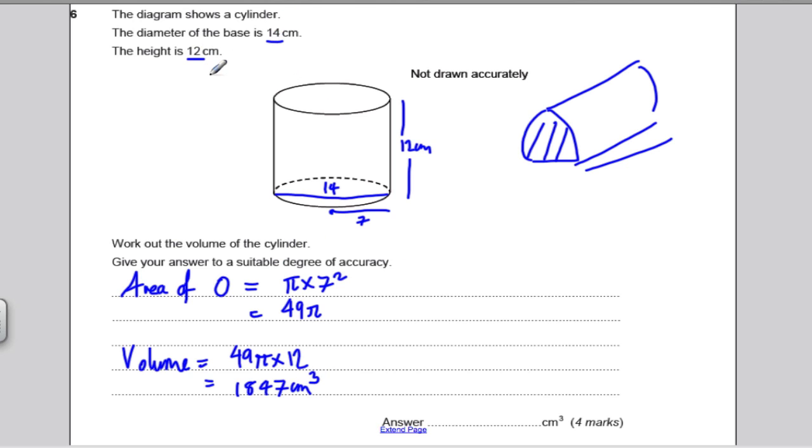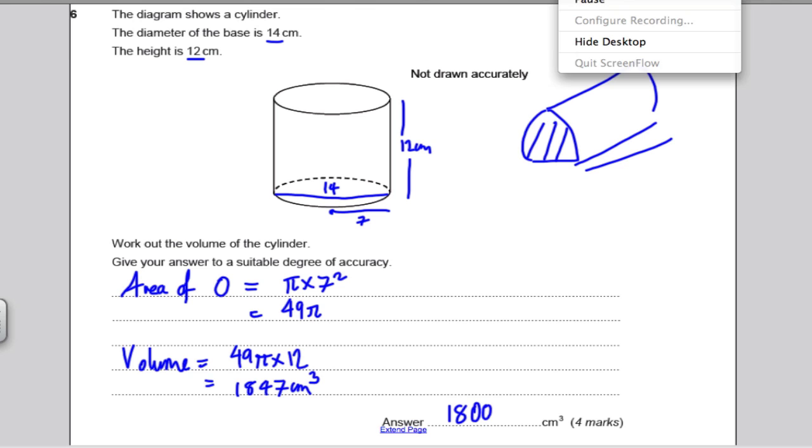Now it says choose a suitable degree of accuracy. Everything was given to us to 2 significant figures. So we should give the answer back in 2 significant figures. The second significant figure is hundreds. So the nearest hundred to this is 1800. So I would give my answer as 1800 centimeters cubed.